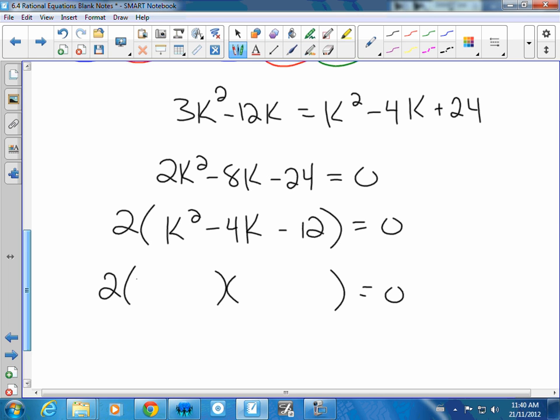The negative in front of the 12 means the signs are different. The 2 factors, we want it to be negative 4, so it's going to be negative 6 and positive 2. Is that correct?